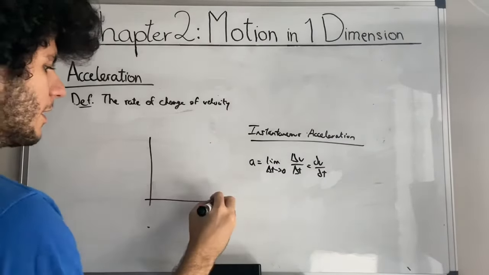Okay, this question is saying that the velocity of a particle is described by v of t, the velocity function, is equal to negative t squared plus 10t. Question A is asking, what is the position of the particle at t is equal to 12 seconds.